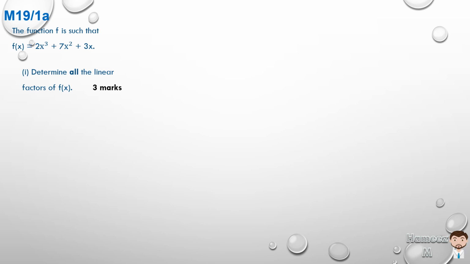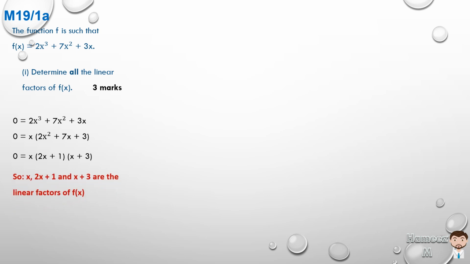So we can recognize that this is part of algebra, this subtopic in this first section of the syllabus. If we want to find the linear factors, let's make f of x equal to 0. So 0 is equal to 2x cubed plus 7x squared plus 3x. And if we factorize out the x, it's going to give us 0 is equal to x by 2x squared plus 7x plus 3. And we can factorize that quadratic, which is in the brackets. So we get 0 is equal to x by 2x plus 1 by x plus 3. Therefore, x, 2x plus 1, and x plus 3 are the 3 linear factors of f of x.